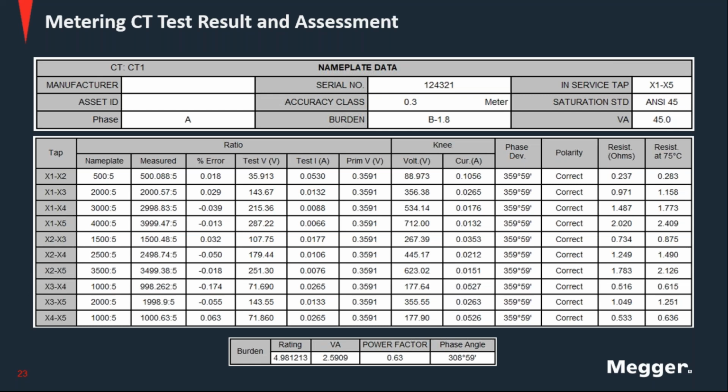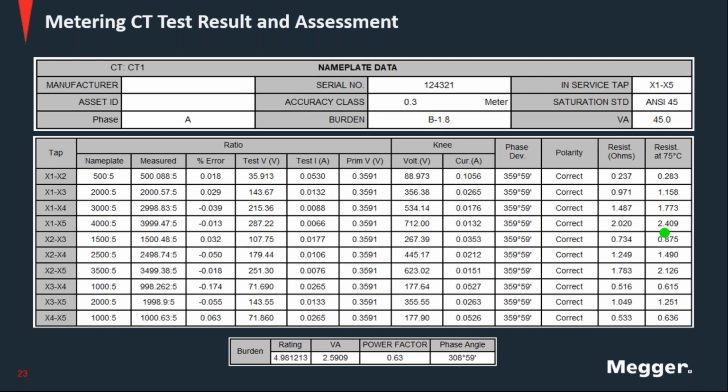In relation to the ratio, we have the phase deviation. So 359, 360 degrees, meaning 0 degrees. There's no deviation or very little deviation in phase from the primary side. And the polarity was correct for all of the terminals. And we also have the resistance for each of the taps, and the entire winding resistance is 2.020 ohms.